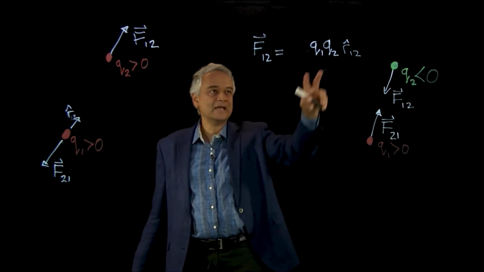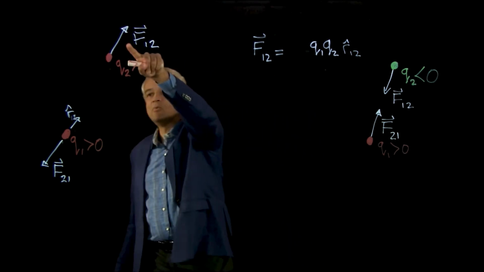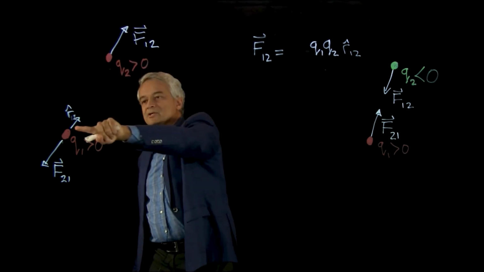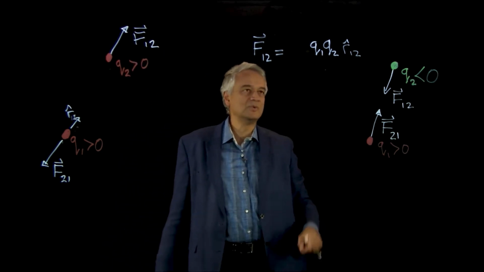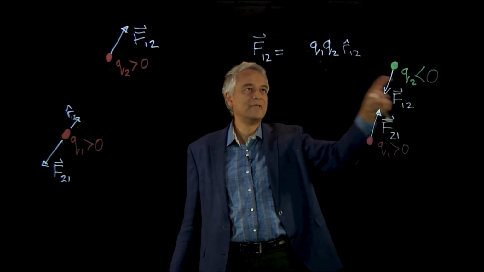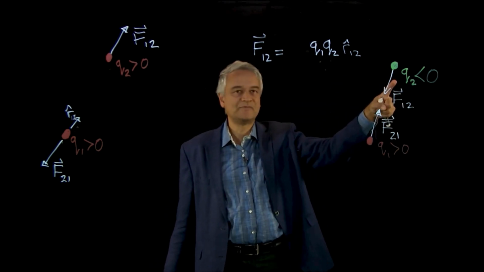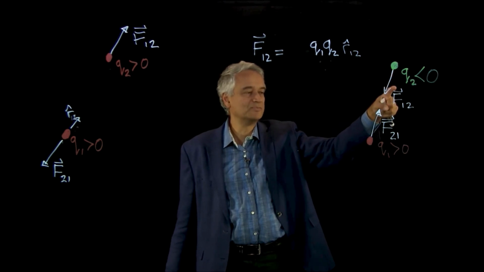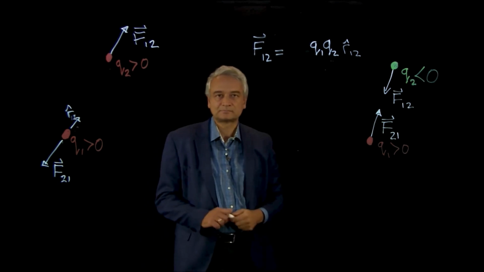But you already have, if Q1 times Q2 is positive, then F12 points in the direction of r hat 12, which is this case. If Q1 times Q2 is negative, which means if they have opposite charges like here, then F12 points in the minus r hat 12 direction, which is what I've shown there. This F12 is pointing in the minus r hat 12 direction. We get that just from this.